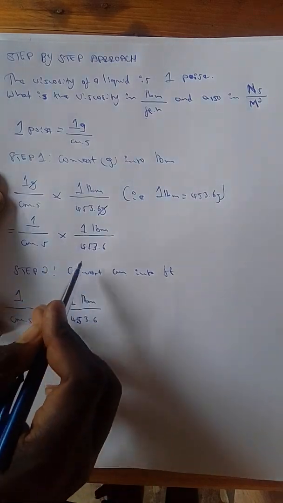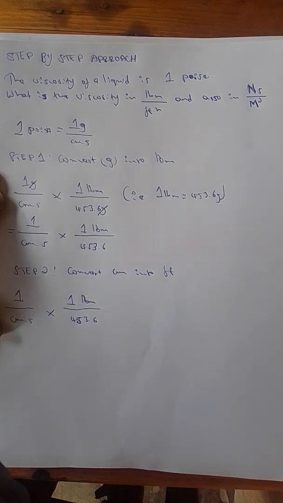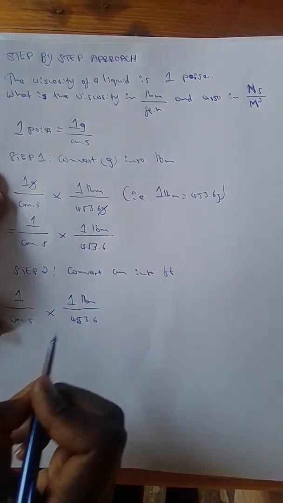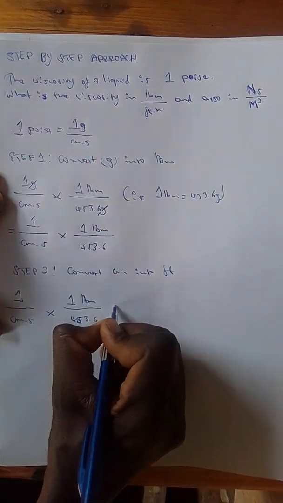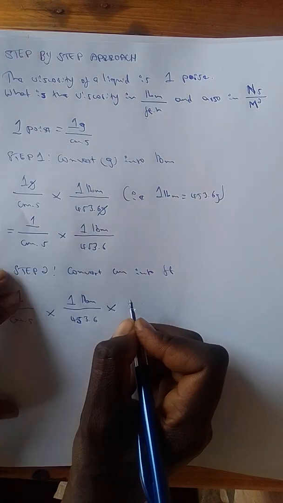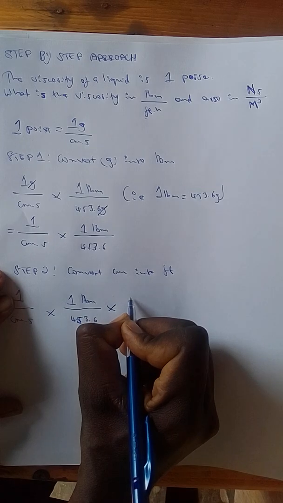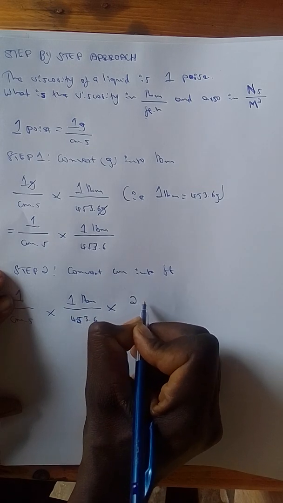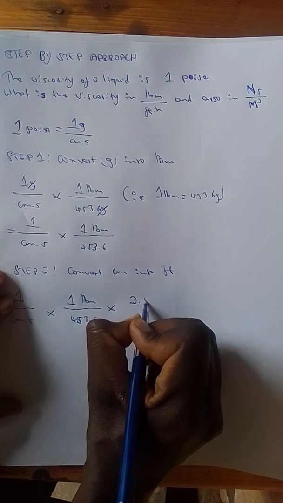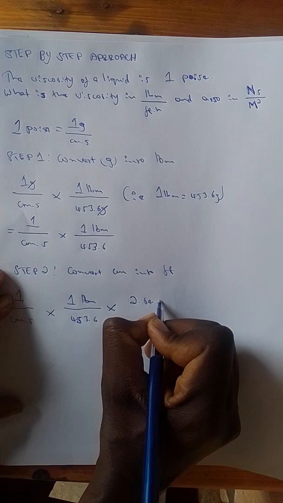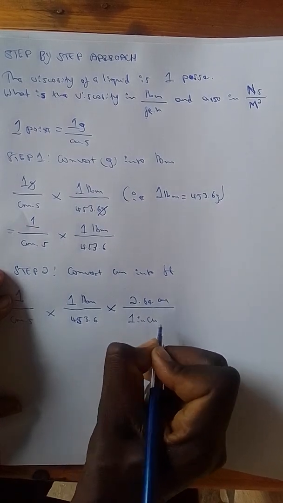It's important to understand that you can actually simplify this, but I just kept it like this so that from the beginning to the end you can see what I actually did. So if we have this, now we need to convert the centimeters into feet, right? So we say 2.54 centimeters all over 1 inch, right?